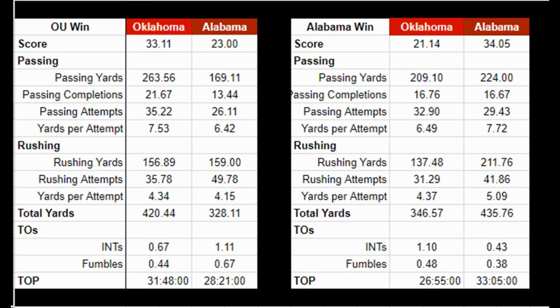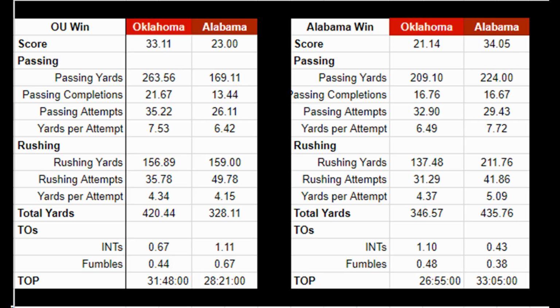While this is important, you can see a big variance in a win and loss for Alabama starts with the rushing yards and the rushing yards per attempt. In Alabama's wins, they only rush the ball on average 42 times for about 5 yards a carry. In their losses, they're closer to 50 carries for only 4 yards per carry.